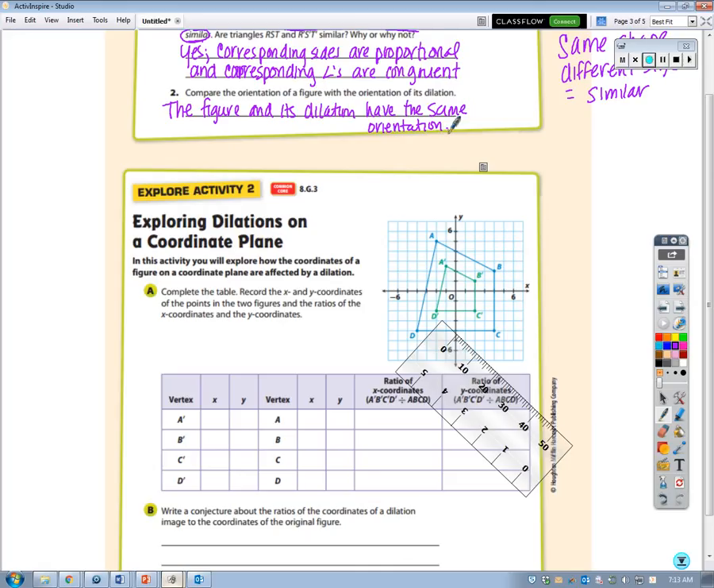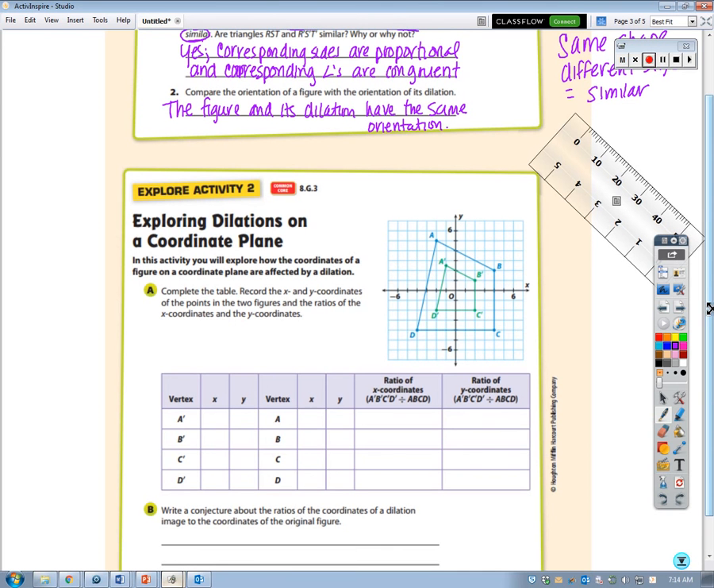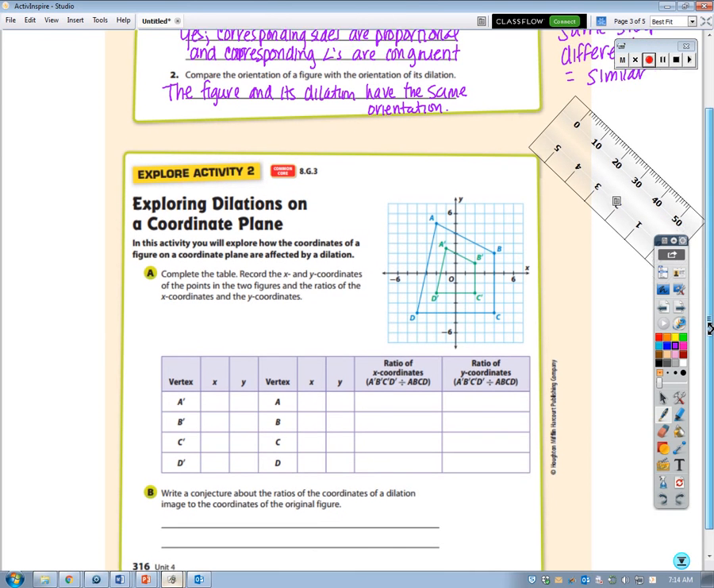Okay, so if we had to summarize properties of dilations based on what we know so far, they are the same shape, different size, and same orientation. So far, this is what we know. Okay, so moving on to Explore Activity 2. We've finished our reflect. We're going to explore dilations on a coordinate plane.